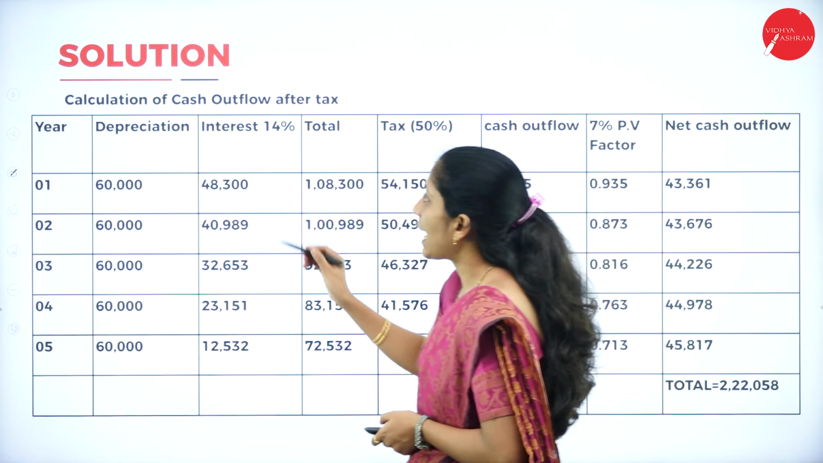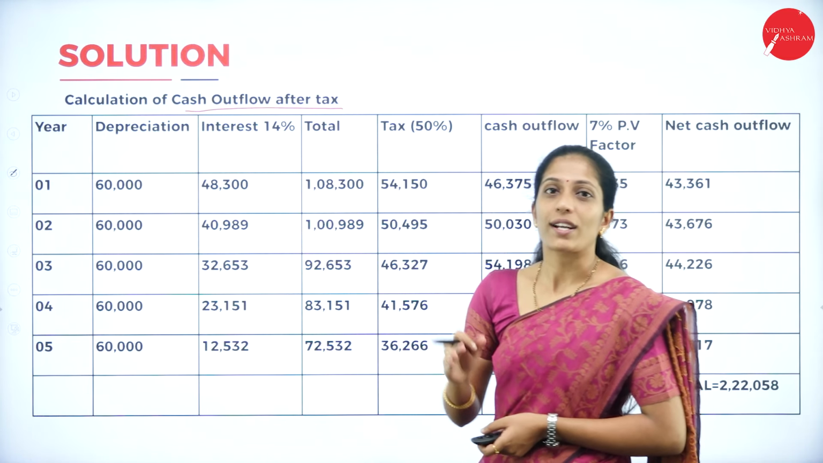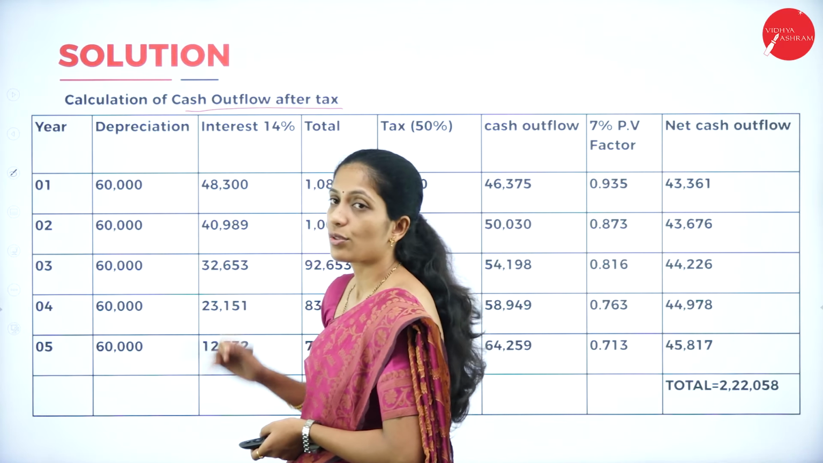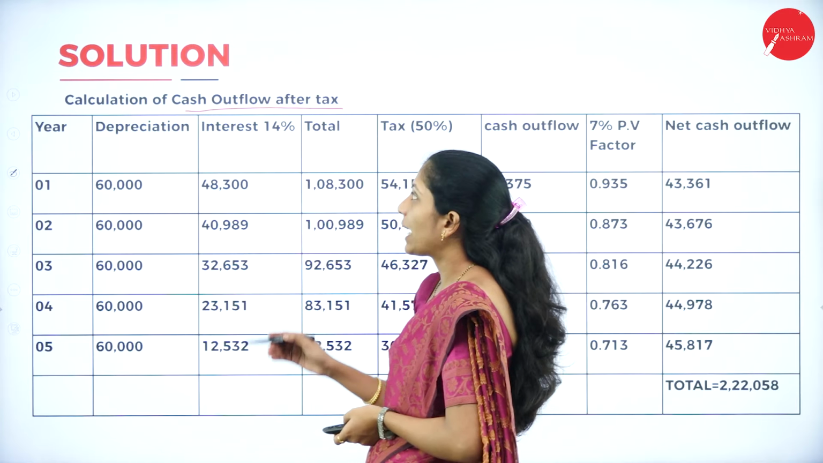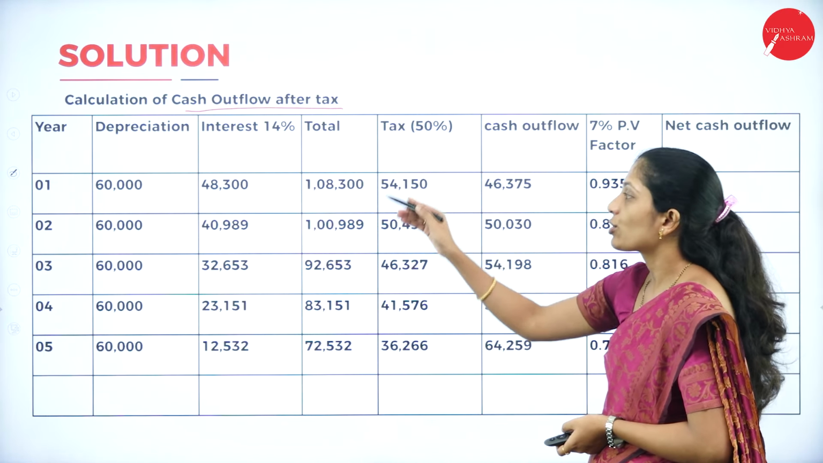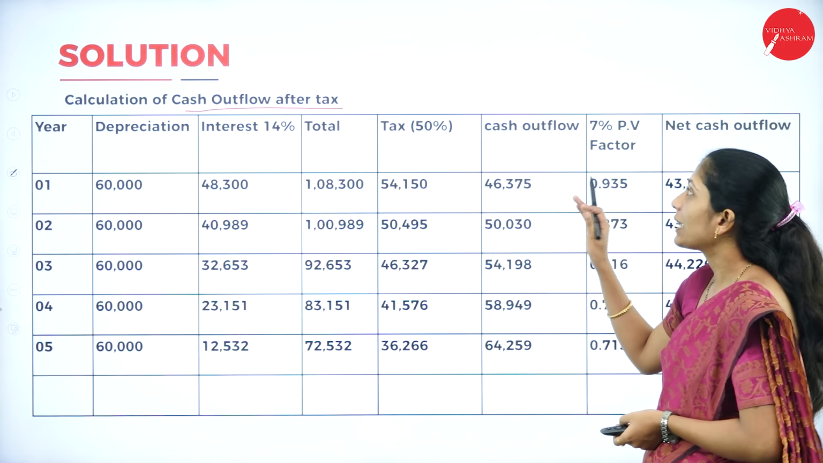Next table is calculation of cash outflow after tax. So we have to see what the cash outflow after tax is. You know what the years are here, that is, we have 5 years. We have to calculate the depreciation and the interest at 14%. Then we'll get the total. We have to deduct the tax. Then we'll get the cash outflow.